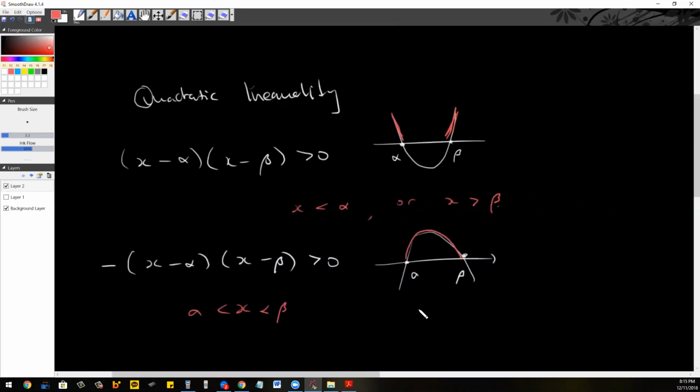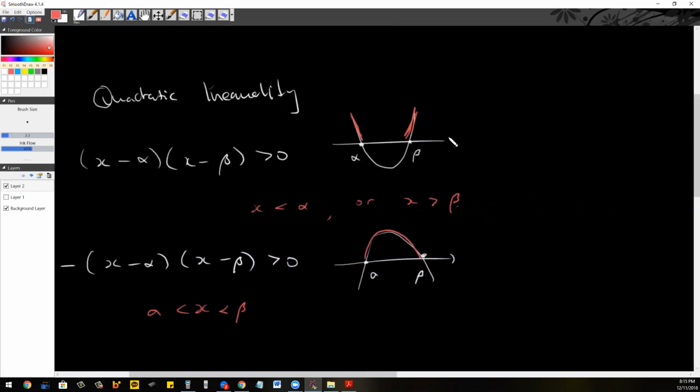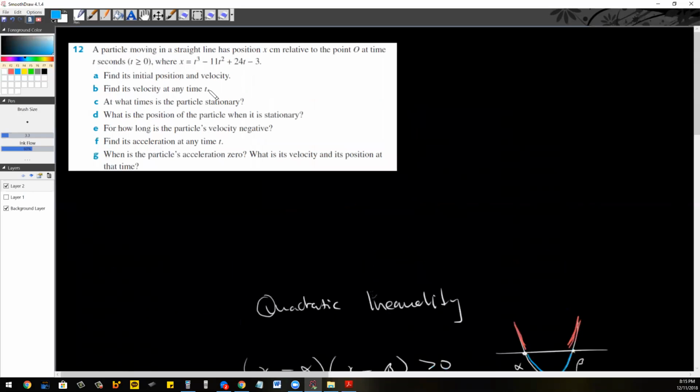Now if you have this same situation, but it's less than 0, then you have to go for this part here, which is x between beta and alpha. So if you have the less than 0 case, then you have this bit and this bit here. So that's x is less than alpha or x is greater than beta. Understand?